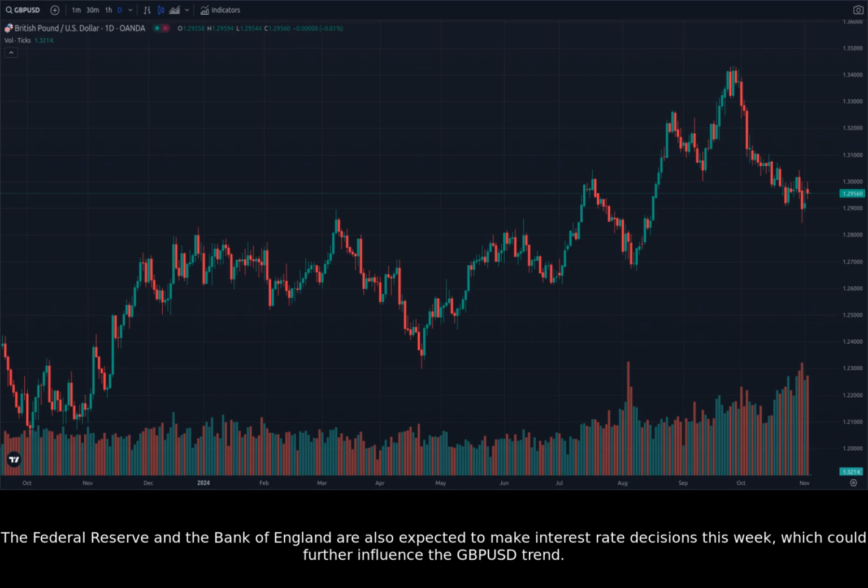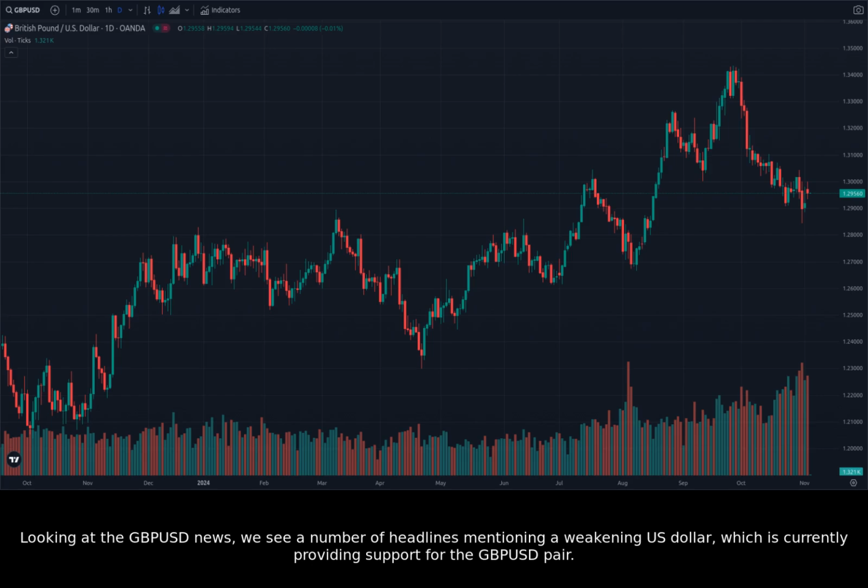The Federal Reserve and the Bank of England are also expected to make interest rate decisions this week, which could further influence the GBPUSD trend. Looking at the GBPUSD news, we see a number of headlines mentioning a weakening US dollar, which is currently providing support for the GBPUSD pair.